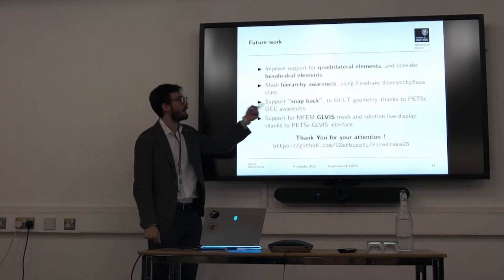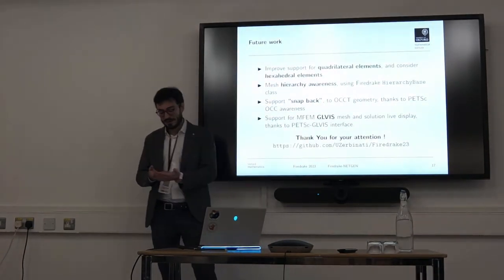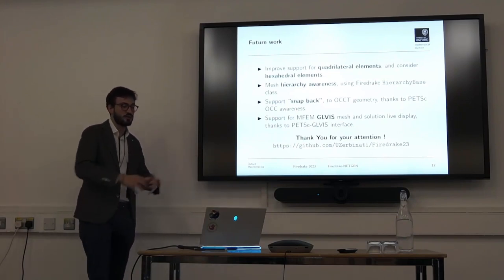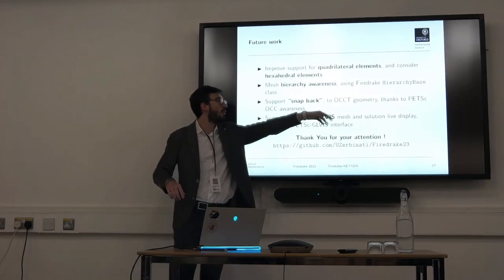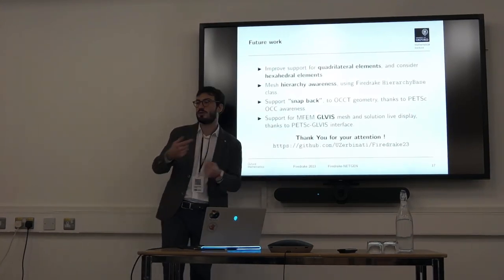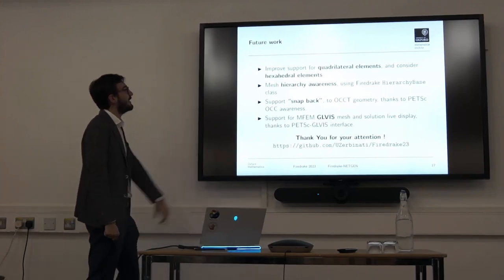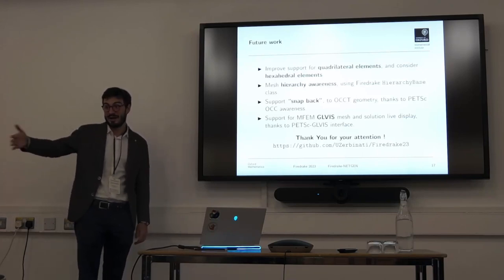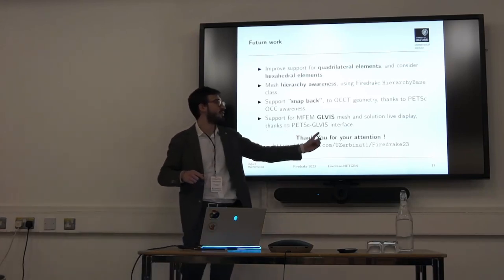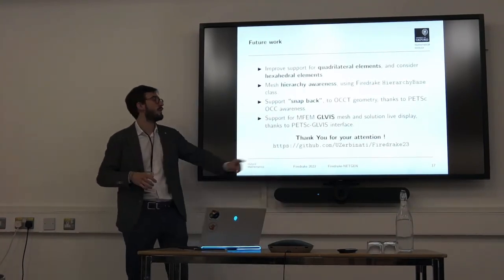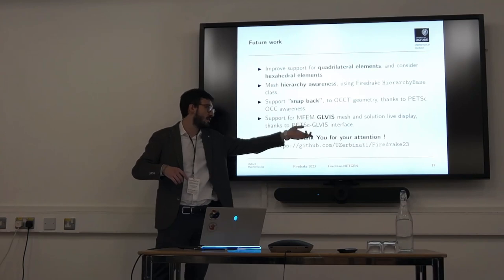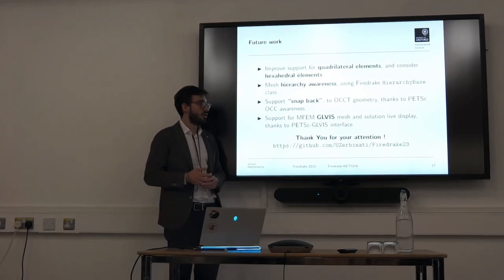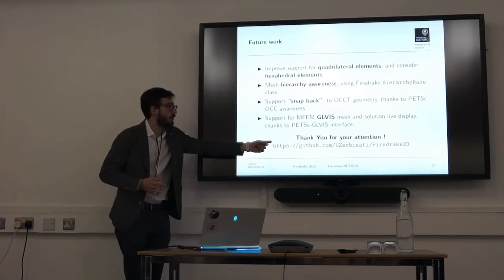Then another feature is the snap back to OCC, to the Open Cascade geometry. PETSc can be made Open Cascade aware, so once you have your mesh, you can make the mesh snap back to the geometry entirely in PETSc, and there is the Open Cascade element stored in Netgen, so we need to find a way to connect the two. I don't know how to make them communicate. And the last thing is, you might be solving a nonlinear problem and you want to see the solution at each iteration live. This is something that you can do with the PETSc GLVis interface, and that's something that I would like to do. And all the code to reproduce the examples that I showed you, you can find in this repo. So yeah, that's it.